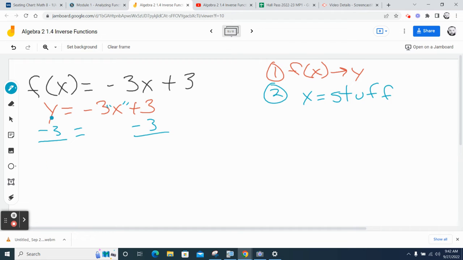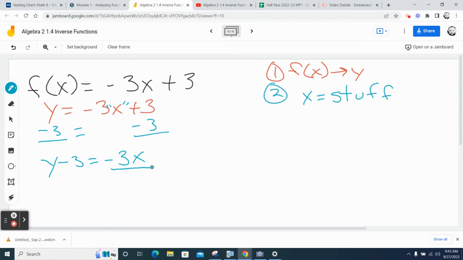Okay. Is y a constant or a variable? It's a variable. Is 3 a constant or a variable? A constant. So they're not like terms, so we just leave them the way they are. Y minus 3. Now over here, what's 3 minus 3? 0. What's 0 plus negative 3x? Negative 3x. Do I have x by itself? Nope. What is this negative 3 doing to the x right now as you see it? Multiplying. What's the inverse of multiplying?